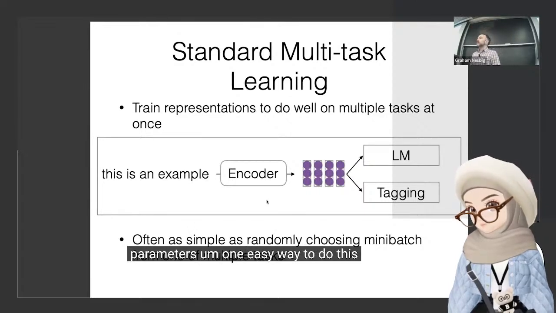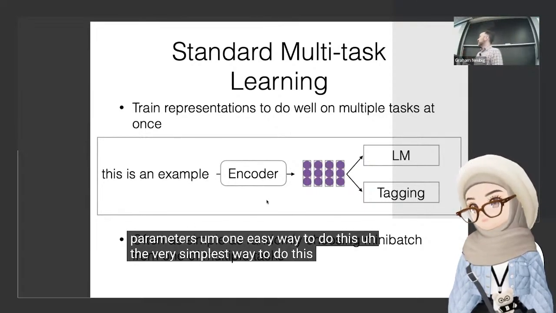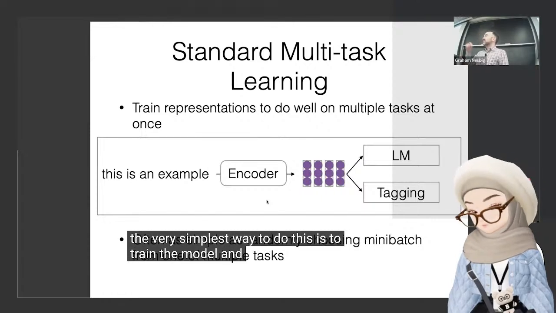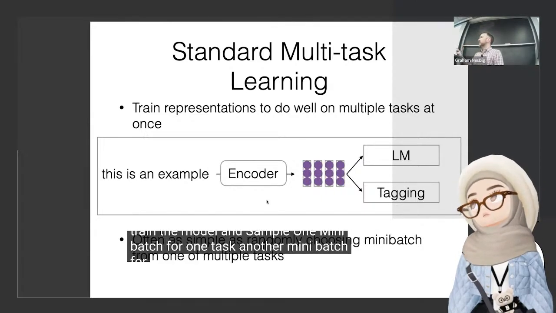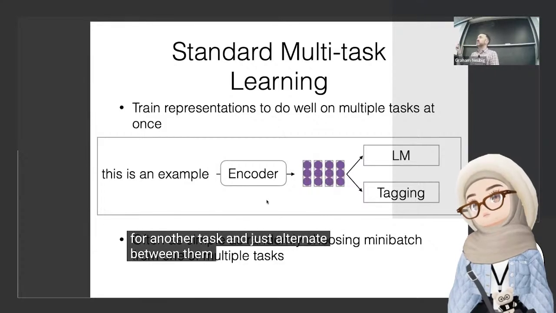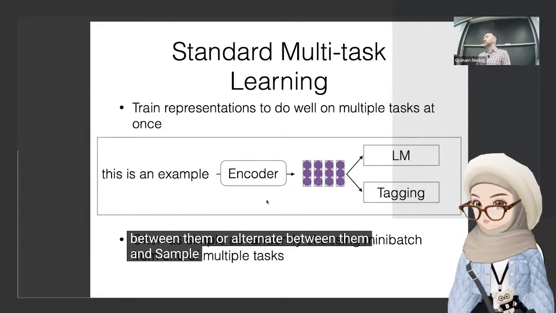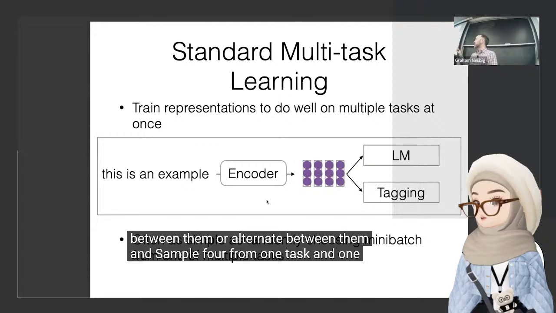One easy way to do this, the very simplest way, is to train the model and sample one mini batch for one task, another mini batch for another task, and just alternate between them, or alternate and sample 4 from one task and 1 from another task.